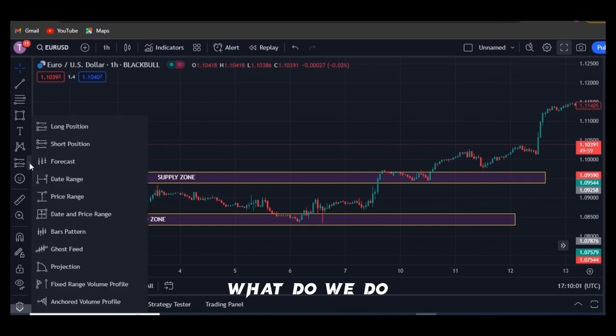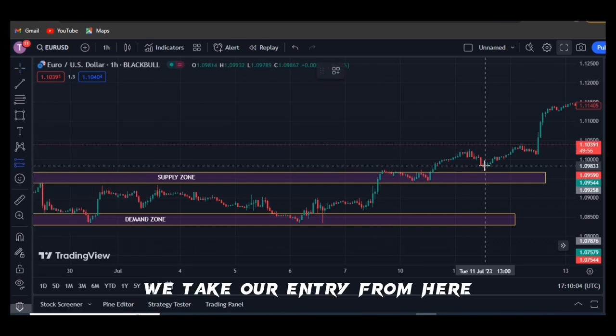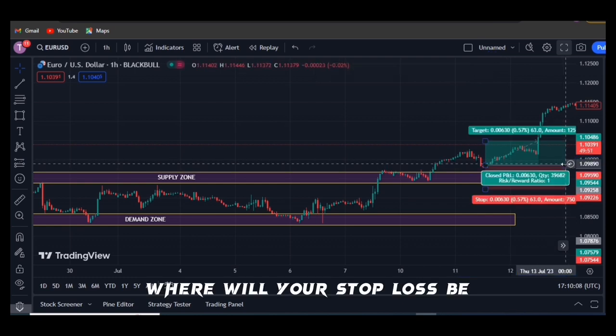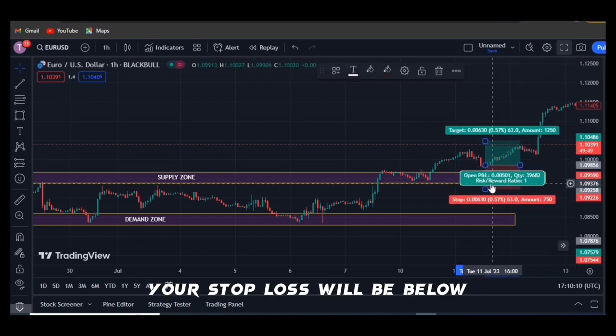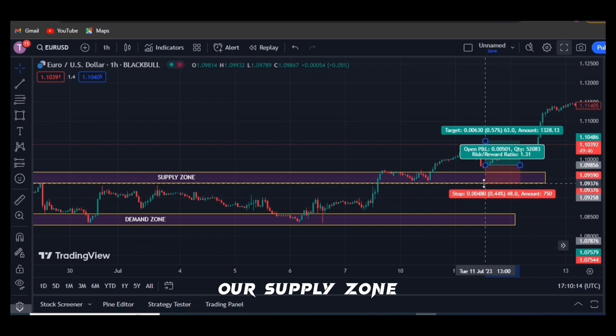What do we do? We take our entry from here. We take an entry from here. What will your stop loss be? Your stop loss will be below the supply zone.